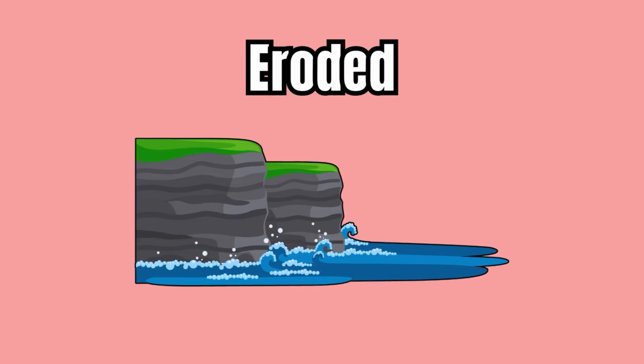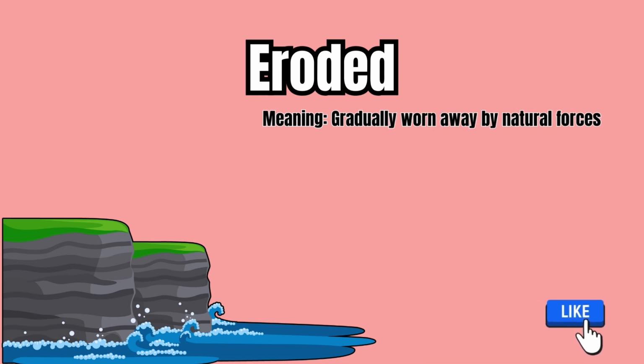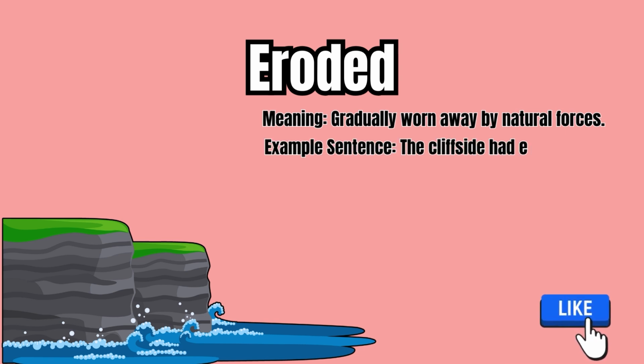Eroded, meaning gradually worn away by natural forces. Example sentence: The cliffside had eroded over centuries.